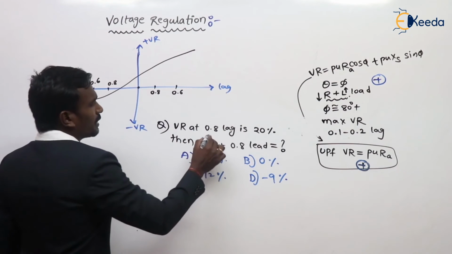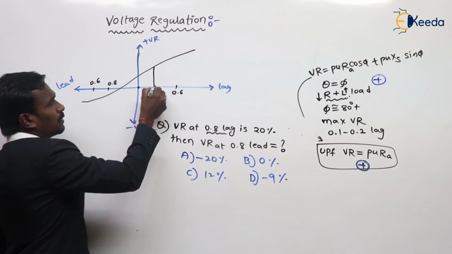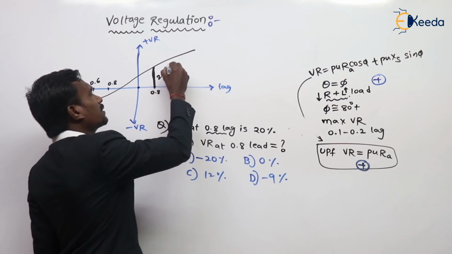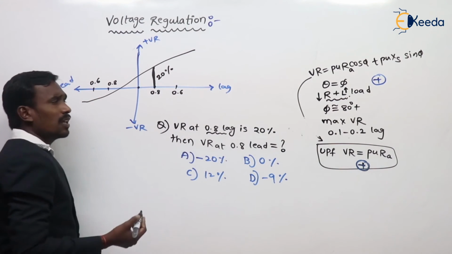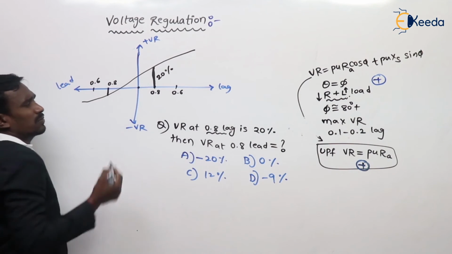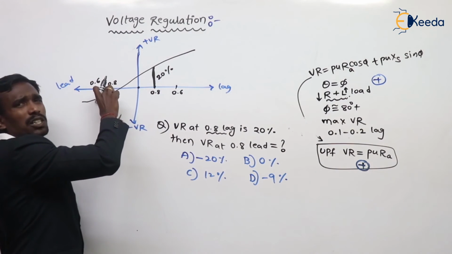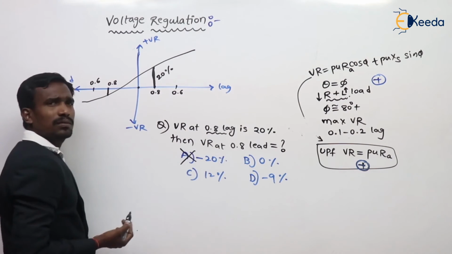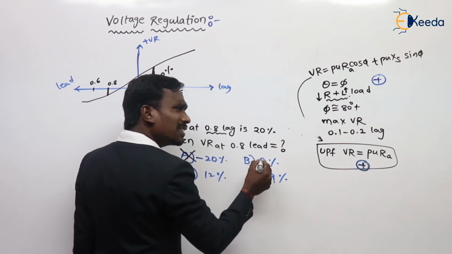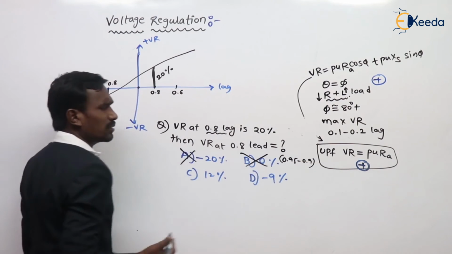See here, voltage regulation at 0.8 lagging. For example, this diagram is drawn by us, not by the examiner. So we are assuming that this is 20%. Then what is the voltage regulation at 0.8 leading? Is it minus 20? This is 20. If it is minus 20, it should be this much. So this is the wrong answer, sir. Is it 0 at 0.8? No. 0 occurs at 0.95 to 0.9 leading. So this is also a wrong answer.